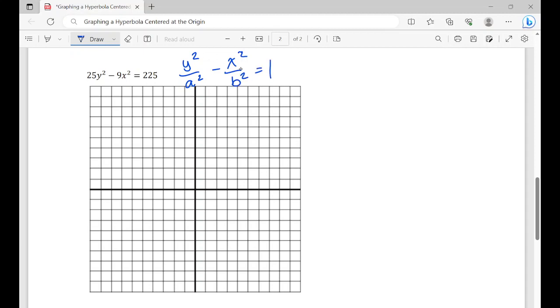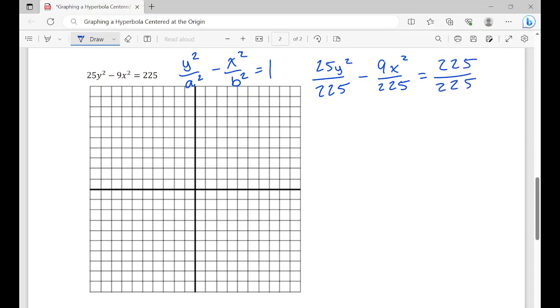Now this and this are not in the right form. These are not the same, or excuse me, in the same form. But we can change this to be in this form here by dividing everything by 225, because I always need my hyperbola set equal to 1. So, sorry, that should be just 25 y squared over 225 minus 9x squared over 225 equals 225 over 225.